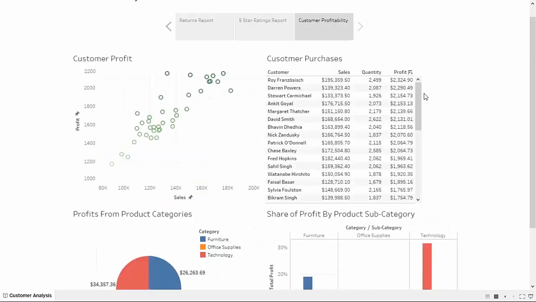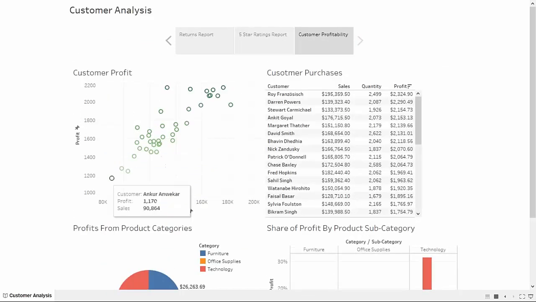Moving on to profitability, highly profitable customers could be identified here. Here we have a scatter plot which shows the profitability of each customer versus the amount that they've purchased.